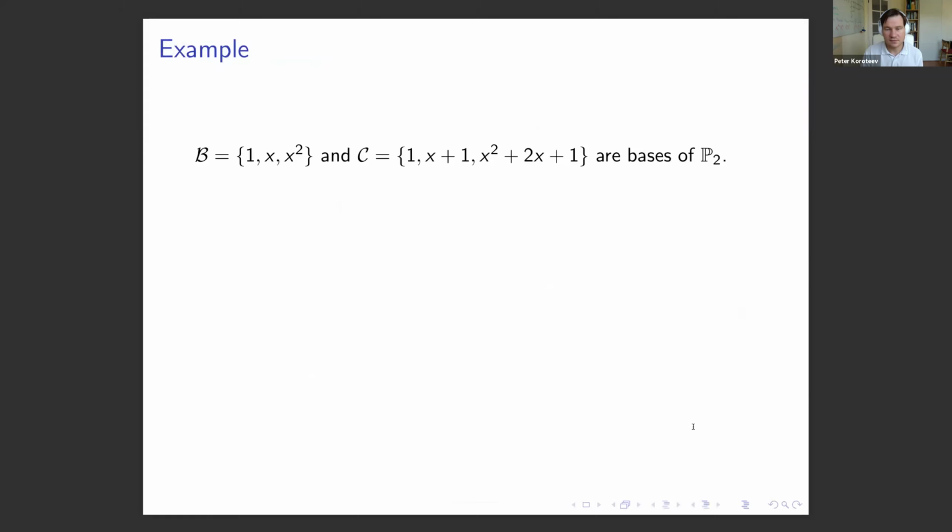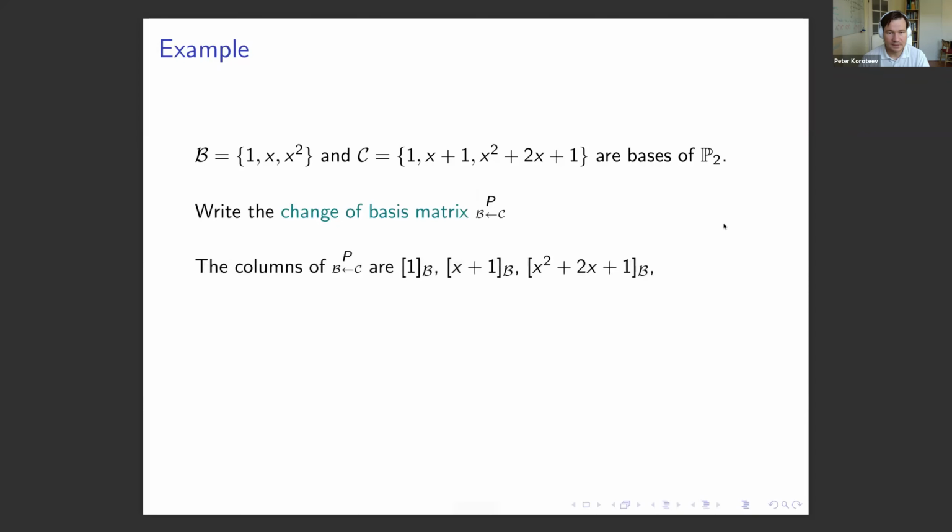So it may look a bit more abstract. Let's look at an example. So take B, the canonical basis in P2, 1, x, x squared, and C to be this slightly different basis. They are both bases, but they look a bit different. So let's see how the change of basis matrix works out in this example. And then let's do it from C to B.